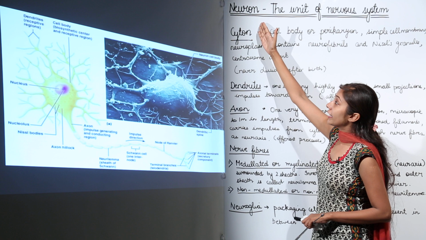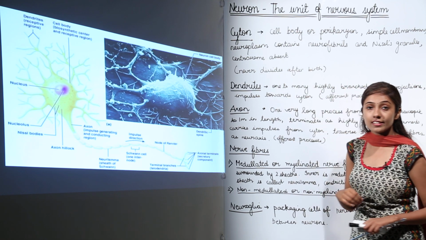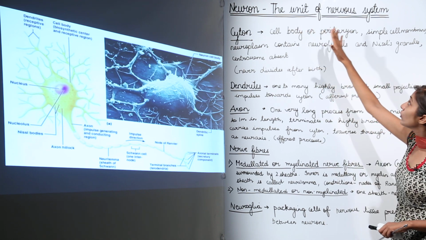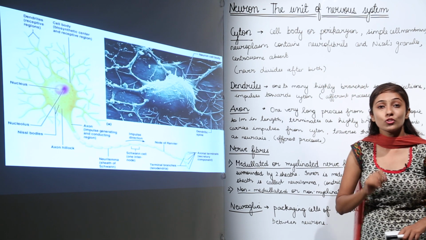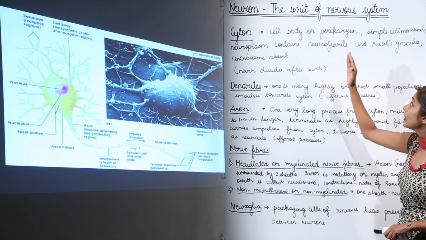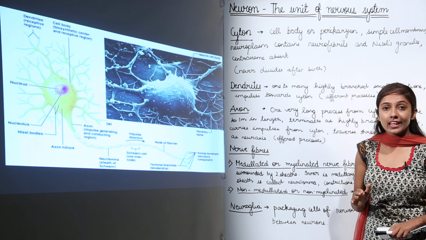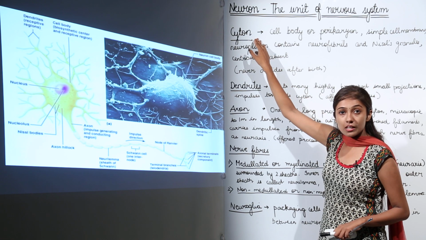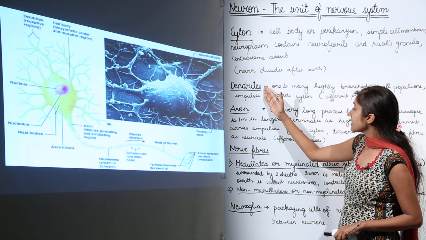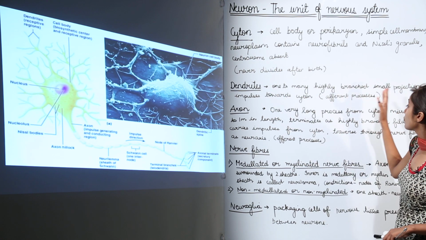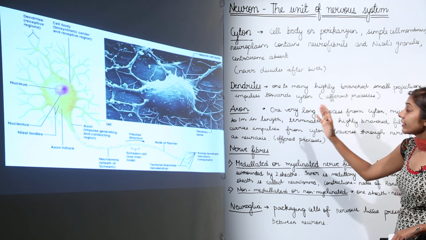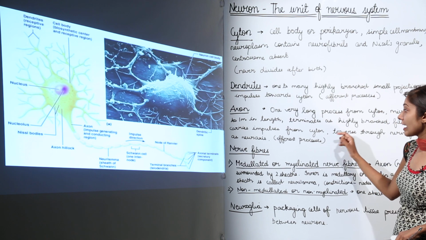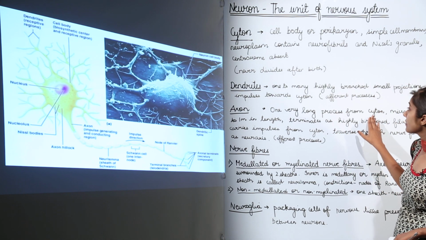The first component, that is a neuron, it is a nerve cell, right. This neuron is the main unit of nervous system. Now it has three main parts. We have cyton, which is the cell body. We have dendrites, these are the branches which arise from cyton, right. Then we have axon. Axon is the long process that arises from cyton again, right.